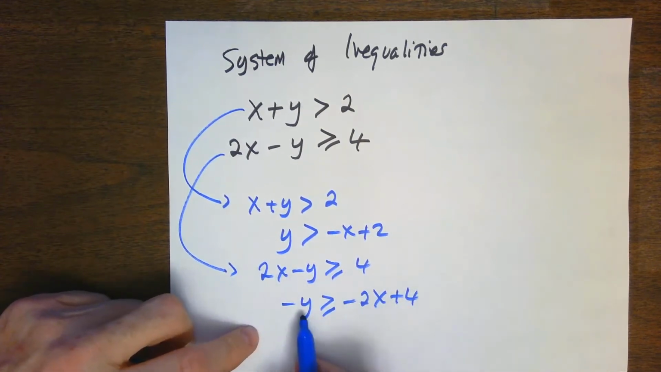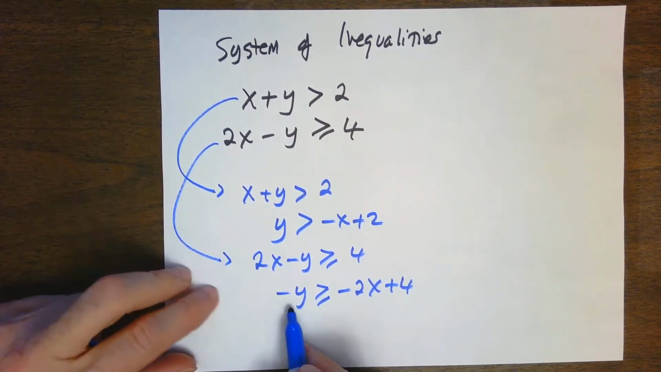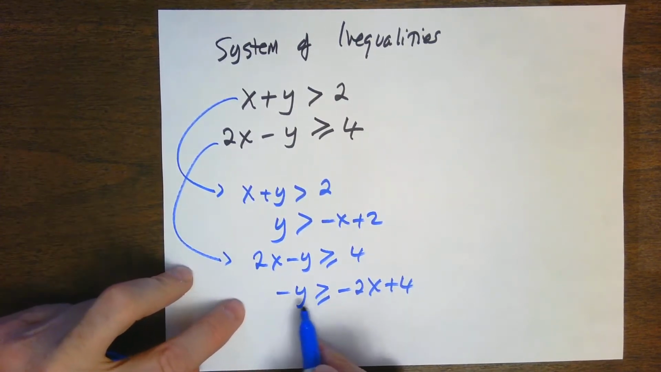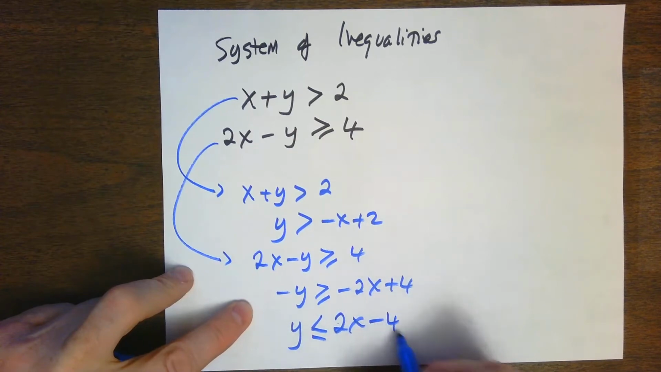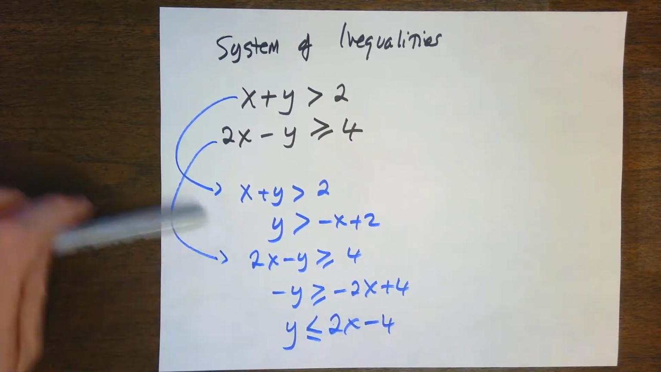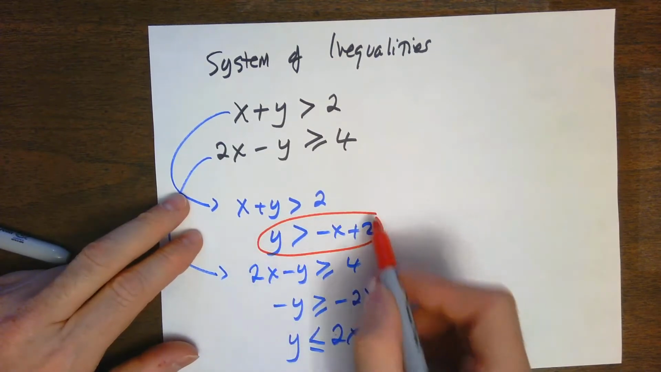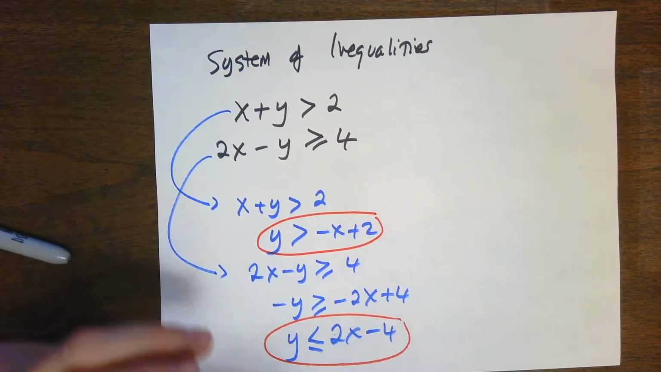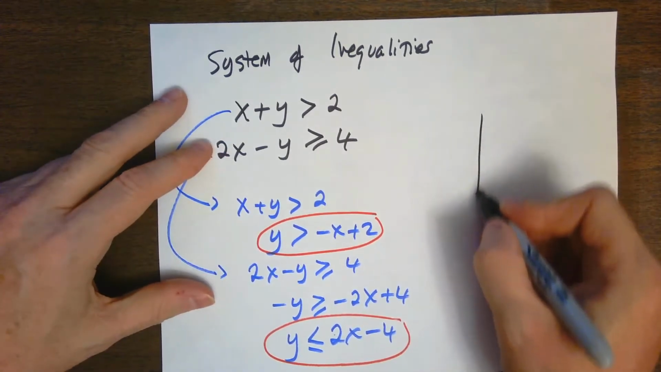So I subtracted the 2x. Divide by negative 1. Oh, now watch out. Remember this? Do you remember with inequalities, whenever we multiply or divide by a negative number, we have to flip the sign. Negative y is greater than or equal to negative 2x plus 4, so y is less than or equal to 2x minus 4. So the two inequalities in nice, well-behaved format are this one and this one. That's what I want to graph. So I'm going to graph them on the same axis, on the same coordinate plane.